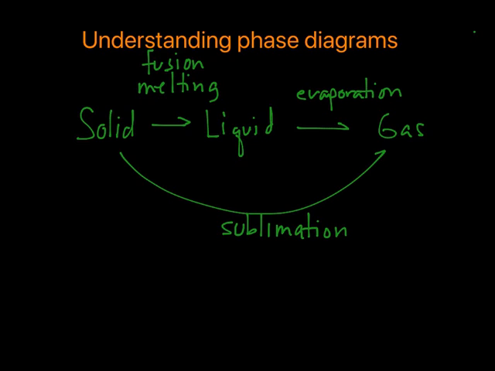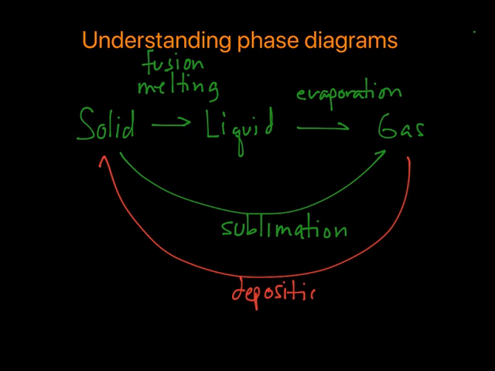Going backwards, we can have a gas turning into a solid. That's called deposition. If a gas is going into liquid state, that's called condensation. And a liquid going into solid, we call that freezing. So all these terms you should know and memorize.